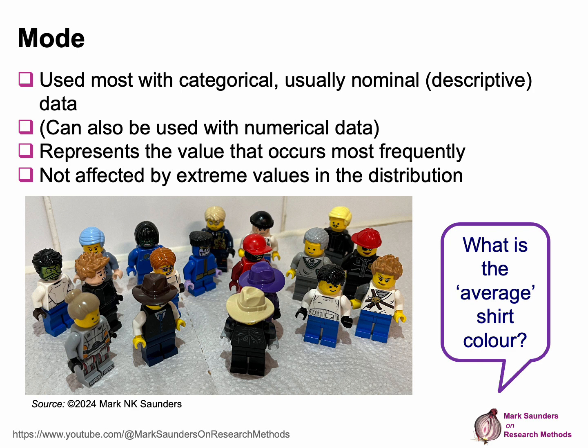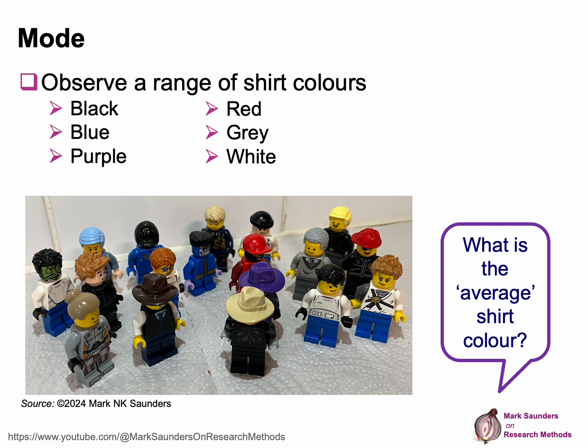So we could be saying, what's the average colour shirt of these people in the photograph? And when we look closely, we can see there are a range of different colour shirts. There are black shirts, blue shirts, purple shirts, red shirts, grey shirts and white shirts. And our question, what is the average colour, might be better phrased, because we're trying to really say which colour occurs the most often.